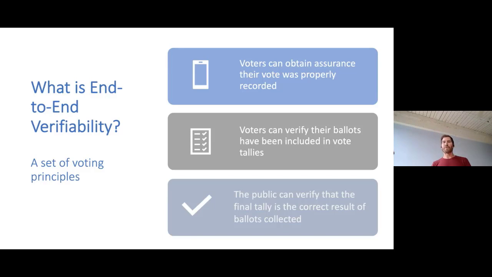So there are three principles. Voters can obtain assurance their vote was properly recorded. That's very important. We'll talk about that in the ballot marking device example. Voters can verify their ballots have been included in vote tallies. Right now, you can get verification that your vote was delivered, like with mail-in ballots, but it's hard to extend it all the way to being included in the tally. That's a principle of end-to-end verifiability. And finally, that the public can verify that the final tally is the correct result of all the ballots collected.